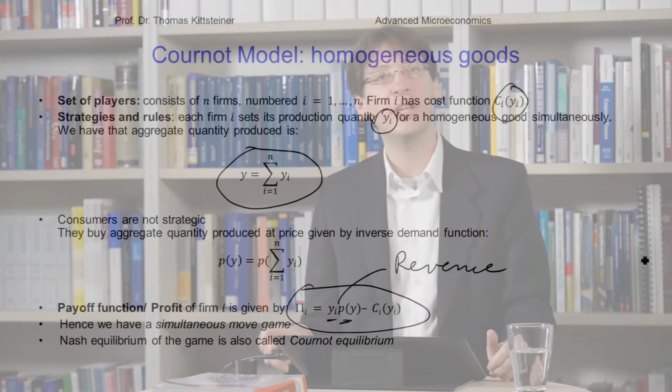Okay, now we have all the ingredients necessary to think about optimal strategies, to think about the Nash equilibrium of this game, to think about what rational managers of the firms would do in terms of the optimal quantity decisions. We have the players, we have the rules, we have the payoff functions. We only need to figure out what the equilibrium is.